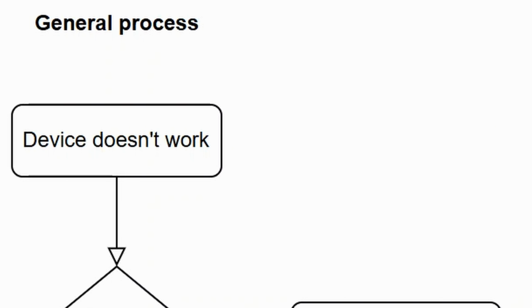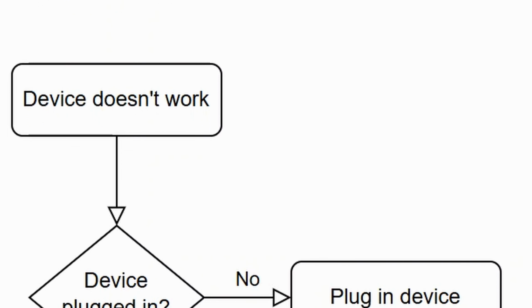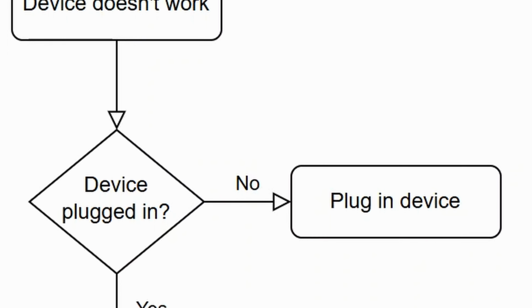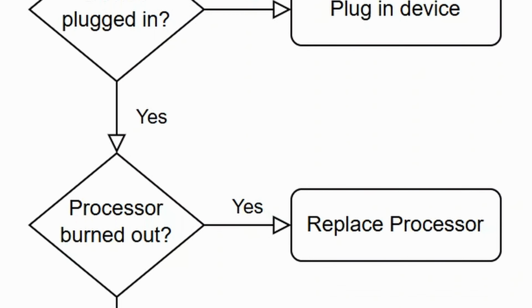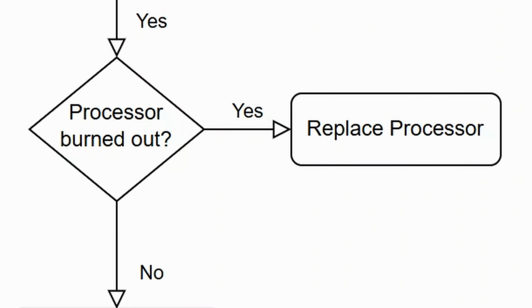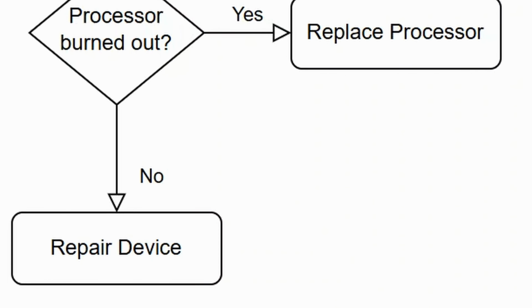In this example, I use a simple troubleshooting process. It explains what to do when a device does not work. This makes the print workflow easy to understand.